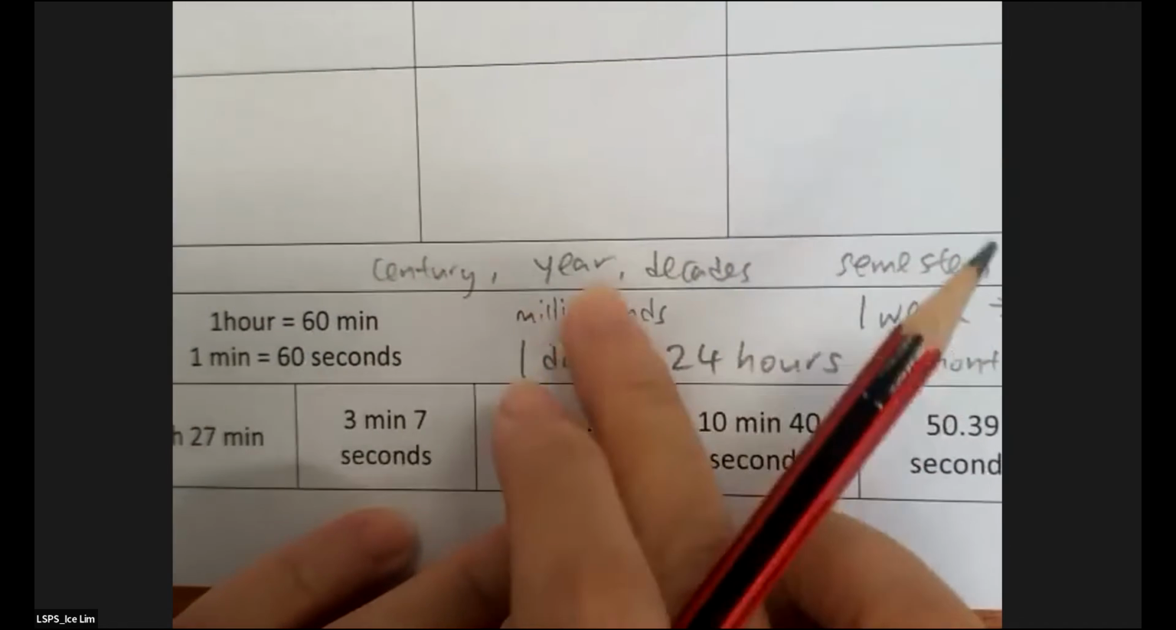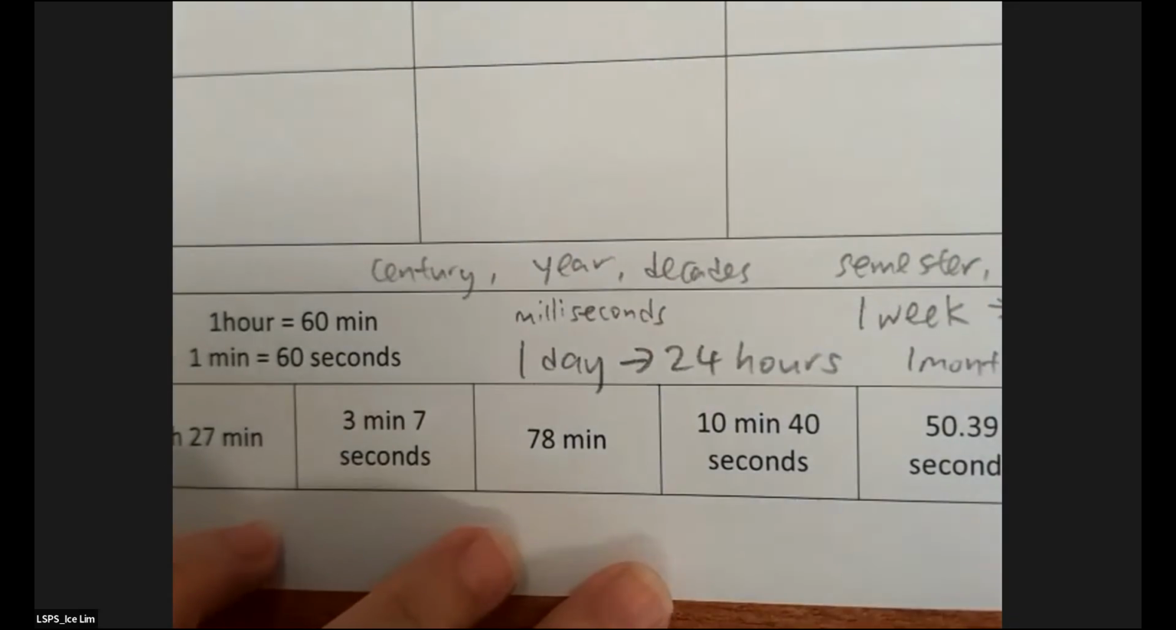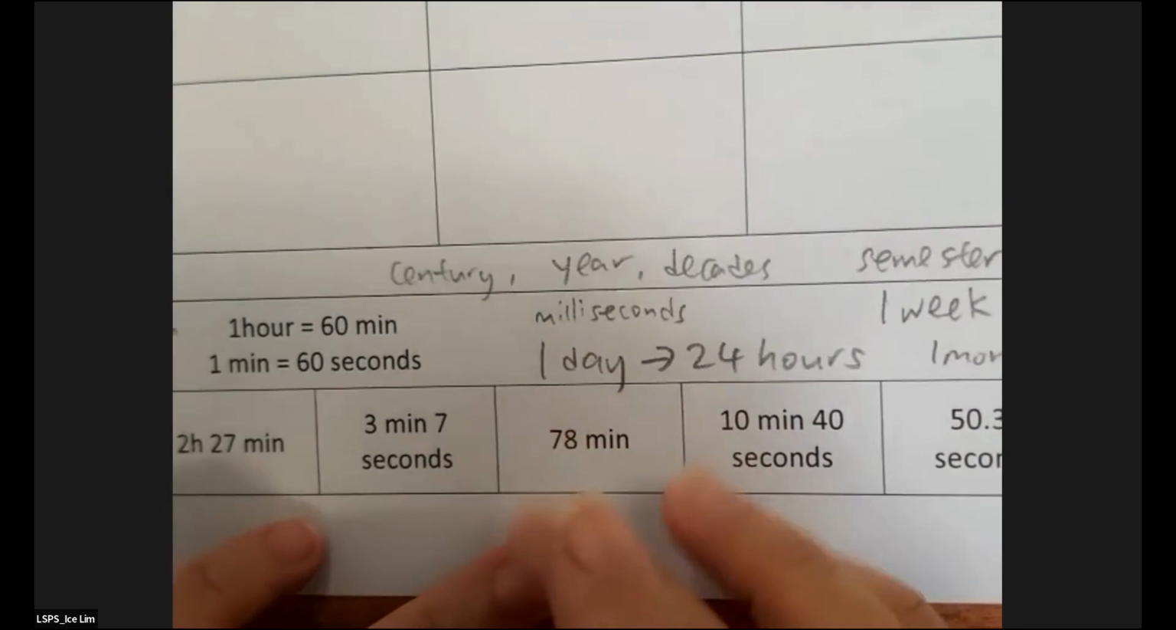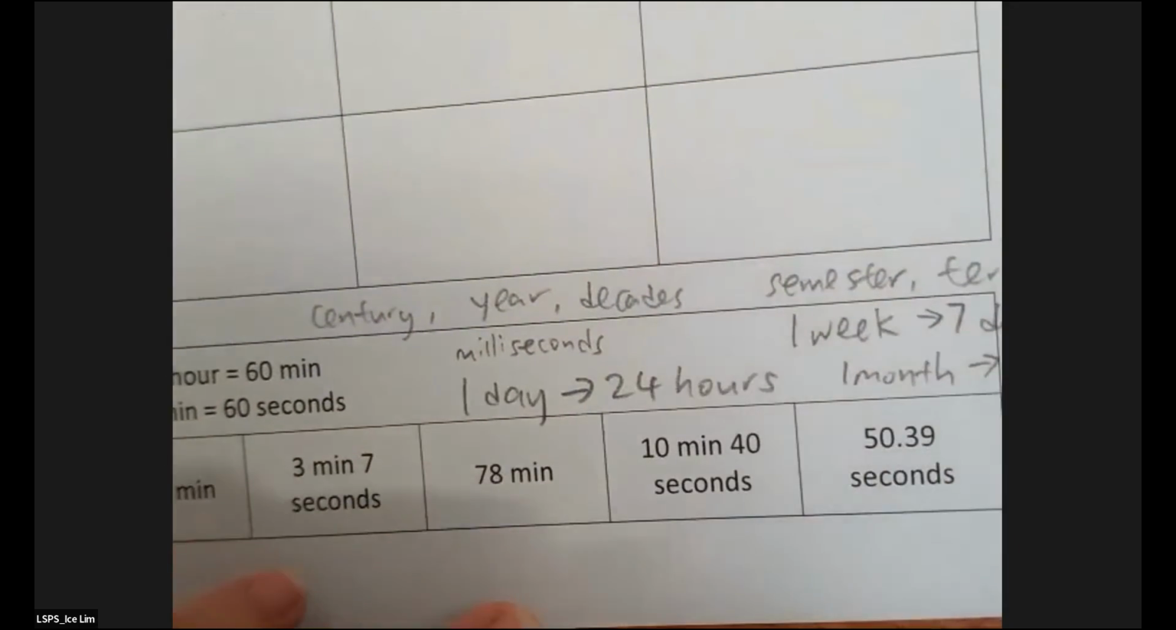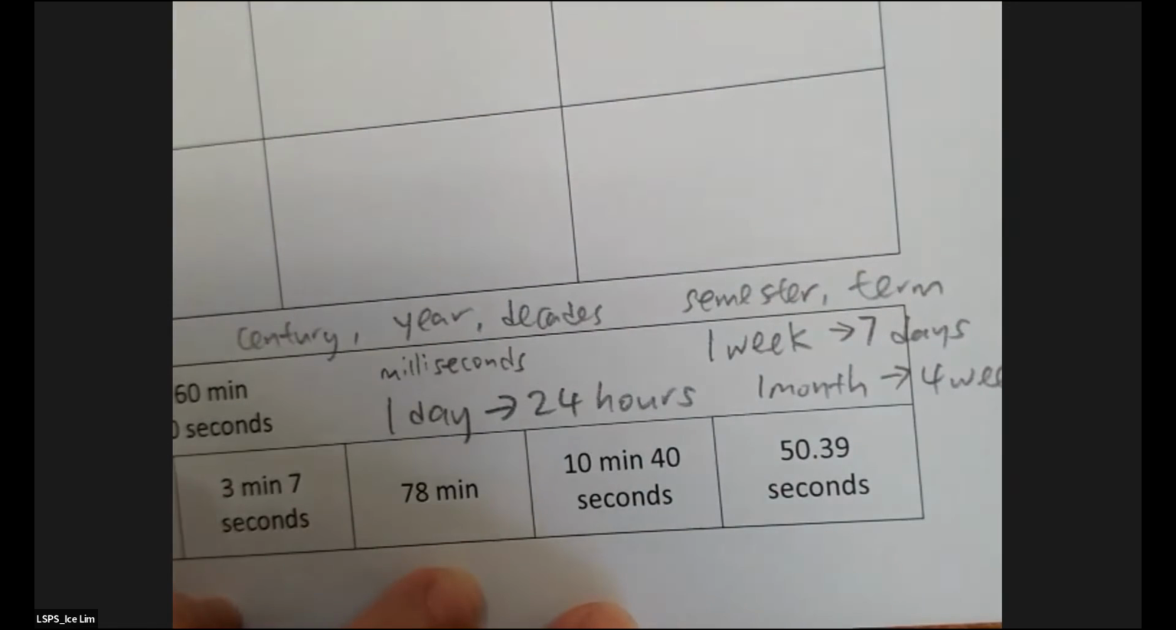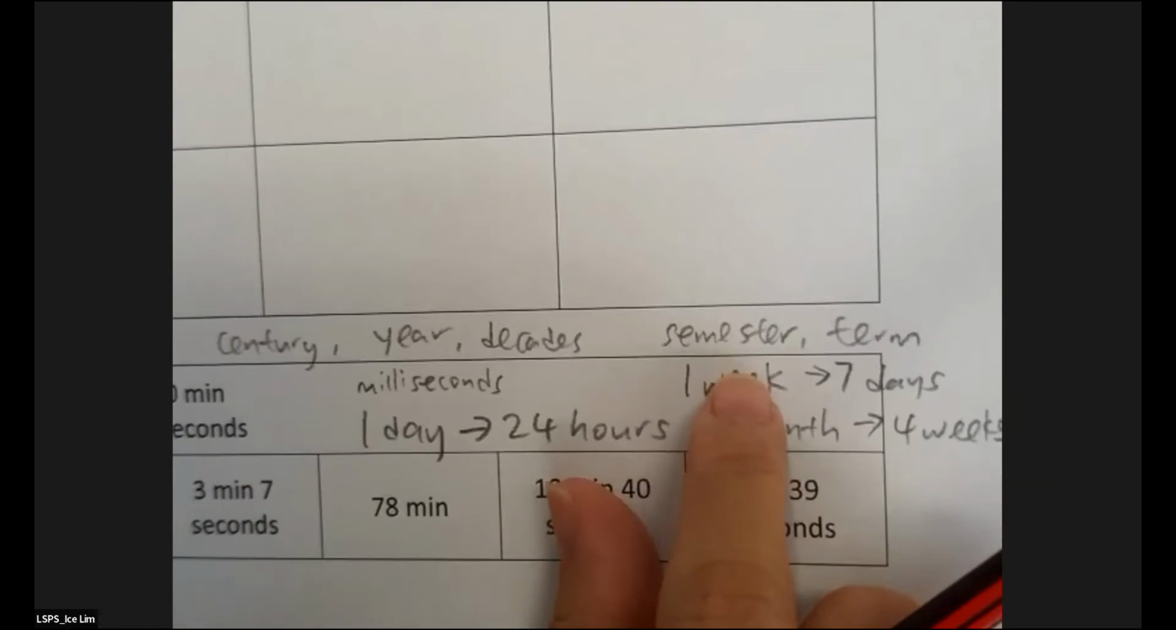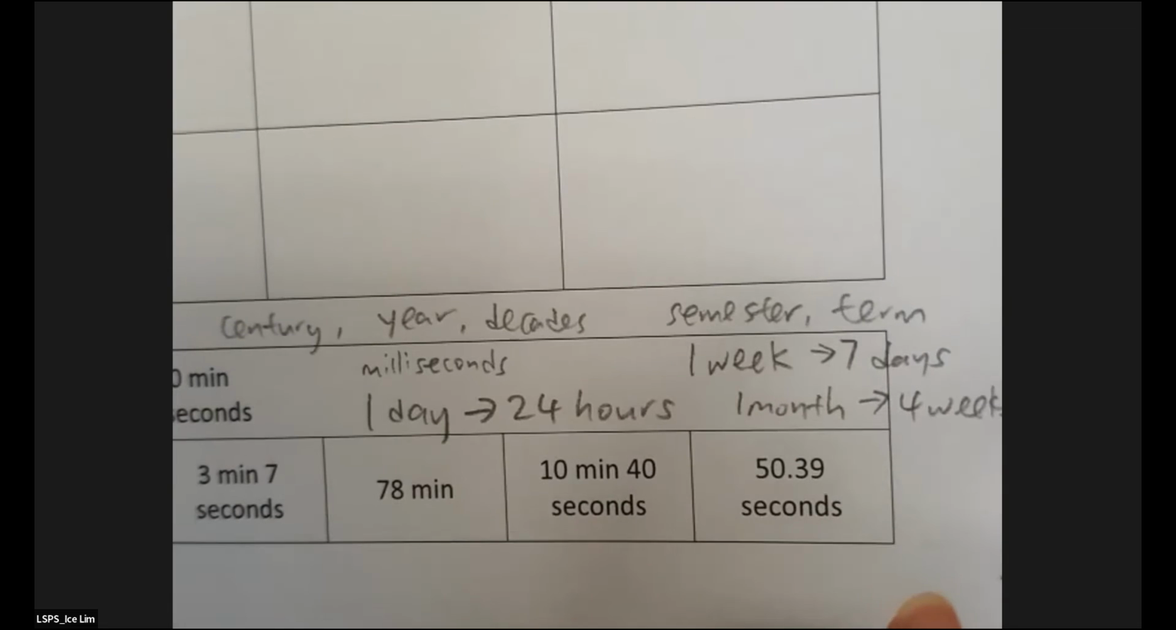But the ones that are similar for every country are years, decades. But these are more English. We are not going to deal with this so much in maths. Not so much in maths. But it's important, the thing about 1 week.